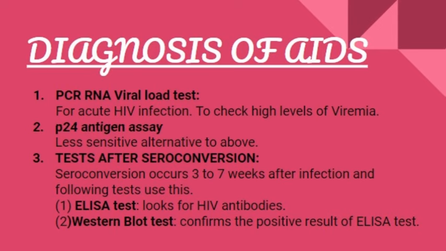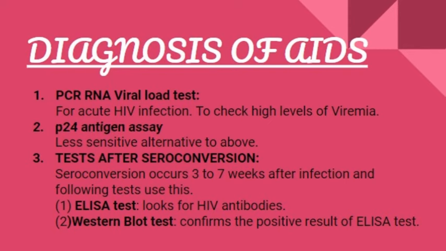Diagnosis of AIDS. The first two tests are for antigen of virus and the last test is for antibodies of virus. First test is PCR viral RNA, viral load test. For acute HIV infection, to check high levels of viremia, it checks for HIV antigens. Second test is P24 antigen assay, that is the capsid protein. It is a less sensitive test. It is an alternative to the above.